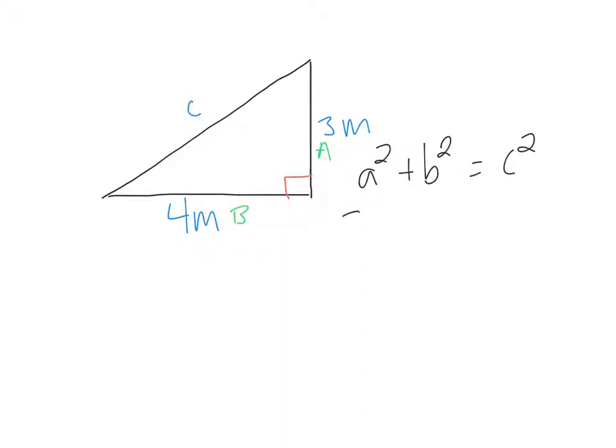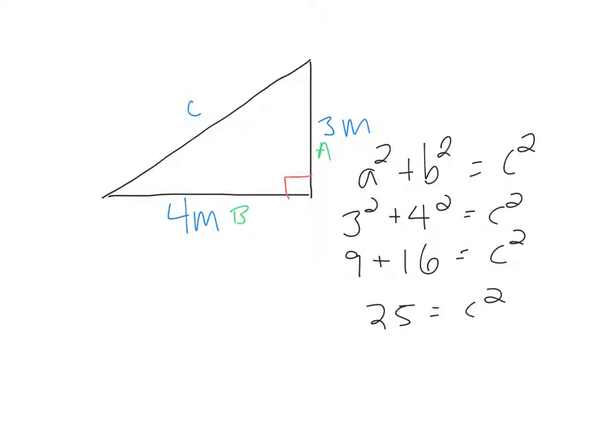I now know that this is 3 squared plus 4 squared equals c squared, because we don't know what c is. That's what we're looking for. So we need to simplify this a little bit. We need to figure out what is 3 squared, what is 4 squared. Well, 3 squared is 9, 4 squared is 16, and we still don't know what c squared is. Coming down to the last part of our problem here, we want to know what is 9 plus 16. 9 plus 16 is 25, and 25 still equals c squared.